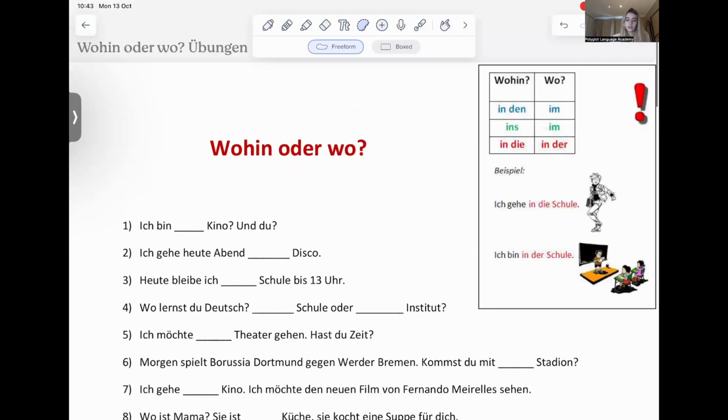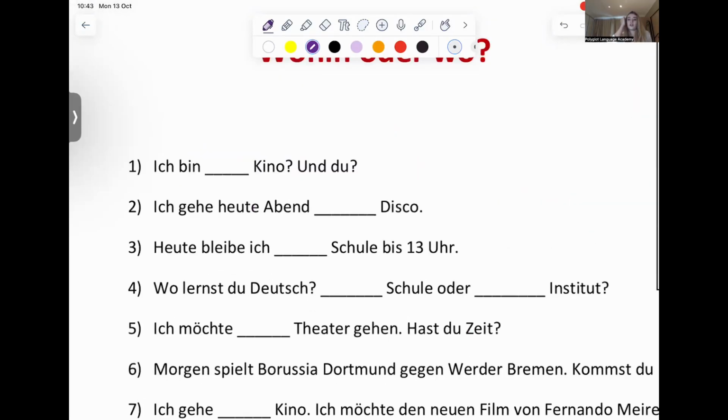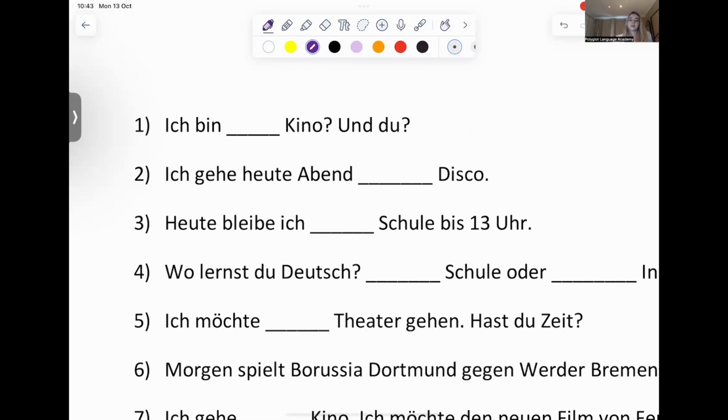So let's start with the first one. We have Ich bin im Kino und du. I'm at the movies and you. So the first step is to figure out if you're somewhere or if you're still going somewhere. So I'm at the movies, this is what the sentence means. But we can see that there's no movement because we have sein here. Sein is the verb to be. Ich bin, du bist, er, sie, es ist, wir sind, and so forth and so weiter.